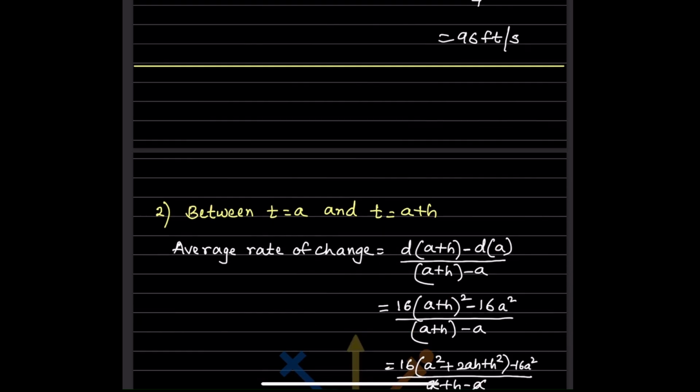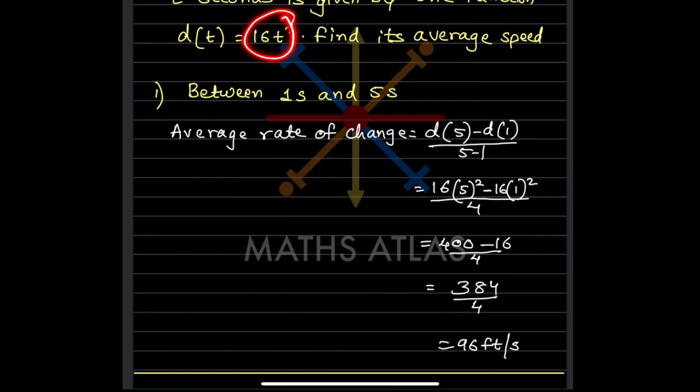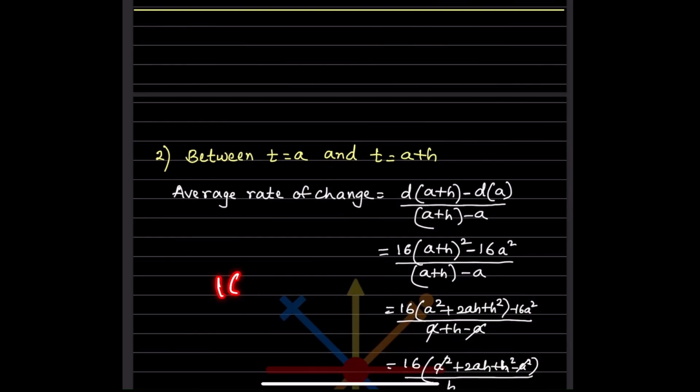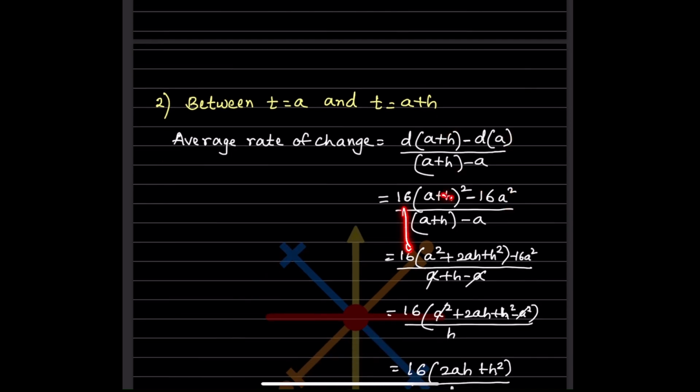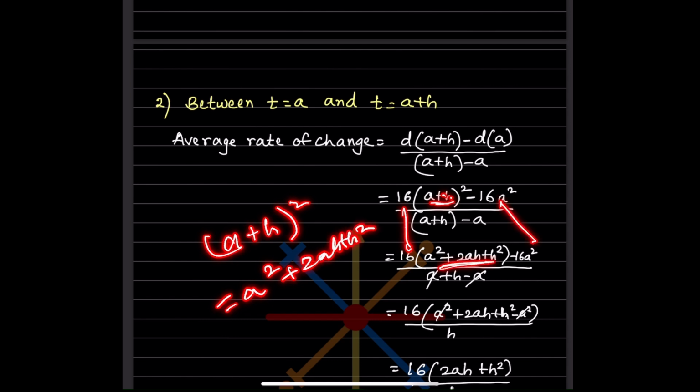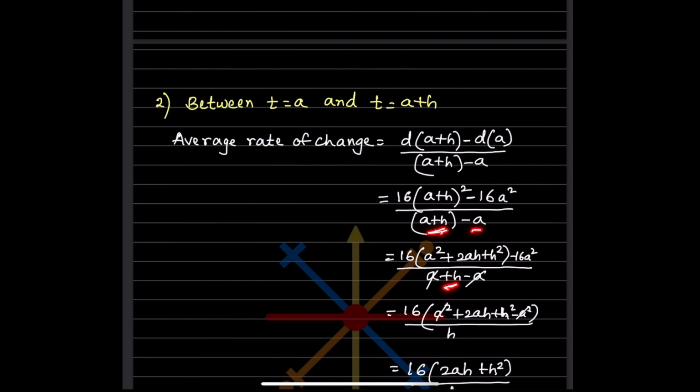So what will you do here? Again in this equation, 16 t square. So you will take 16, and for t square you will take the first part, a plus h square, minus here t square means you are going to take a square, and this will be a plus h minus a. So this is 16, and when you expand a plus h whole bracket square, that is going to be a square plus 2ah plus h square. So this one minus here t square, and this is a plus h minus a.